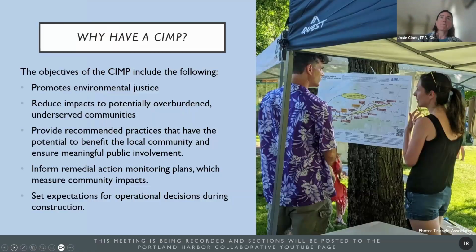Next slide. Why have a SIMP? As I mentioned before, it was often hard to tell previously exactly what was being done on Superfund sites to mitigate impacts to its community. So that's really the main reason. But it does all these other things as well. It's going to promote environmental justice with that transparency. It reduces impacts to potentially overburdened and underserved communities. Provides recommended practices that have the potential to benefit the local community and ensure meaningful public involvement. It informs remedial action monitoring plans, which measure community impact. So that's something that the performing parties will do as part of their construction. And this community impacts mitigation plan gives them goalposts to hit with that monitoring. And it sets expectations for operational decisions during construction.